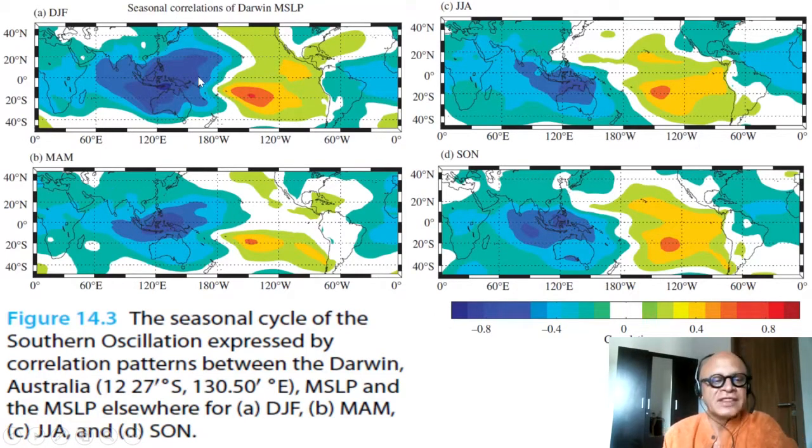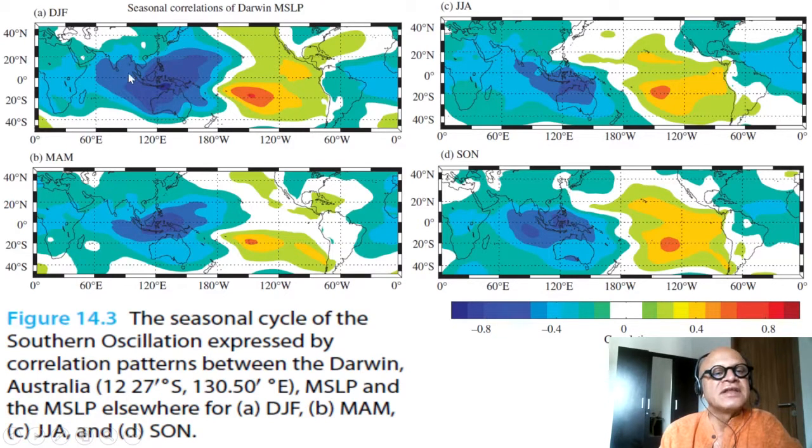atmosphere and the ocean. Looking at the seasonal correlations of Darwin mean sea level pressure with mean sea level pressure everywhere, you take Darwin as the base point and you correlate every point on the planet. Obviously correlation is high locally and falls off and changes sign as you get towards Haiti, and there are these large scale patterns as well.